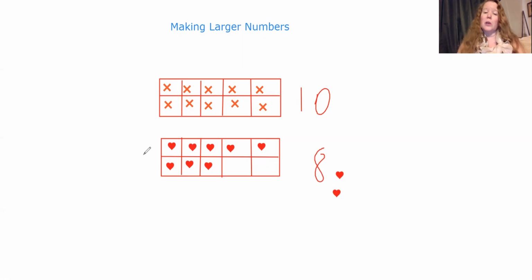And if I count, I have 10 and then what? 11, 12, 13, 14, 15, 16, 17, 18. So my total number is 18. I'm going to make it big and fuzzy so you can see it. 18. That is how many objects I have in my two 10 frames right now. That's my larger number. I start at 10 and I go up from there.